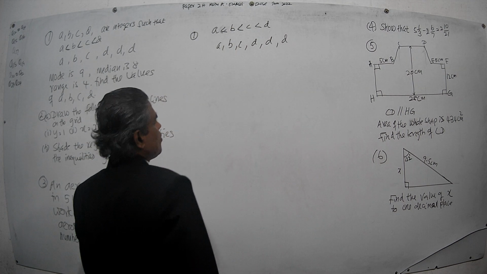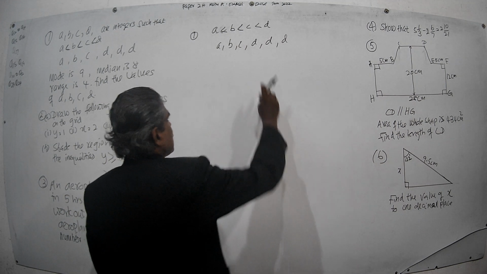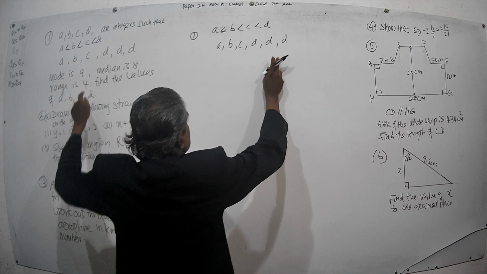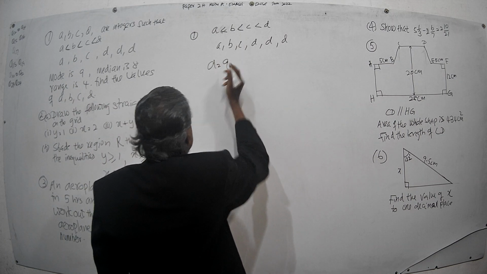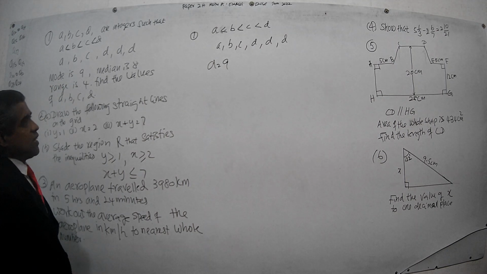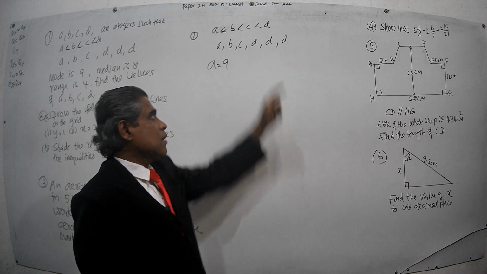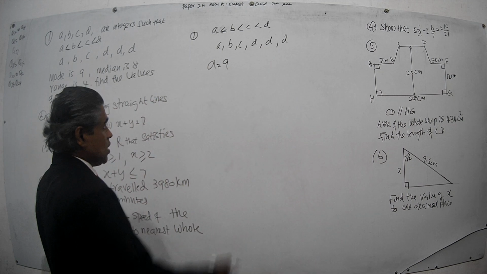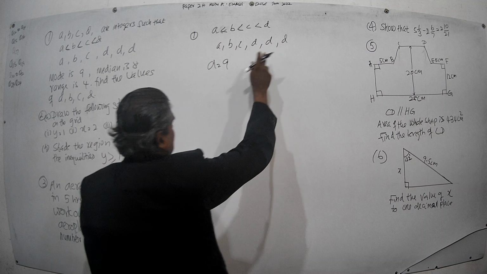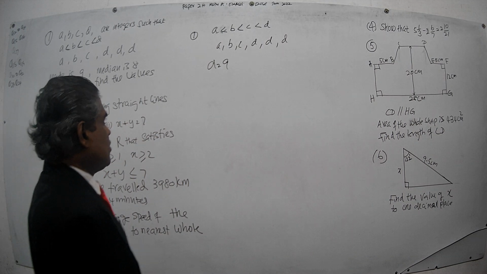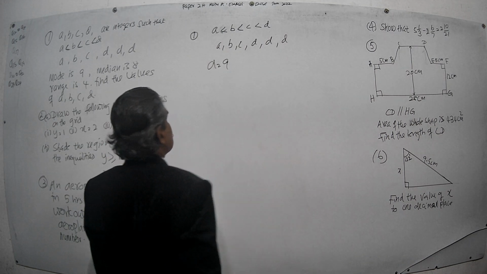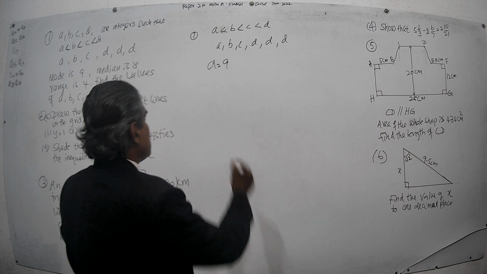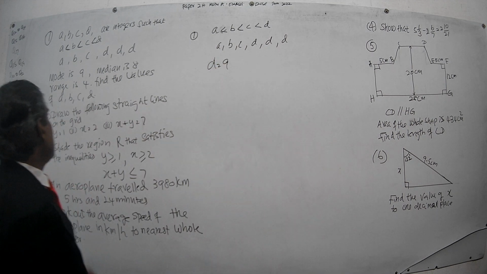The mode is the value which has occurred the most times. The integer which has occurred most times is D. It is D which has occurred 3 times, the highest number of times any integer has occurred. Therefore D is the mode. They say the mode is 9, therefore D is 9.